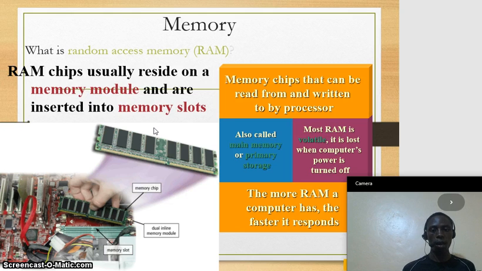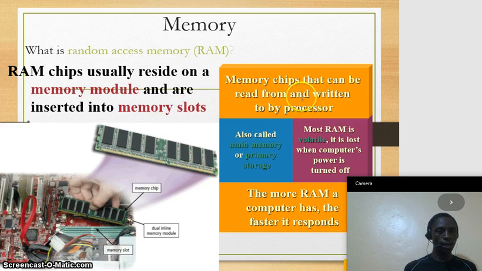We're saying RAM chips usually reside on a memory module and are inserted into the memory slot. So we have what we're calling a memory module, and it is inserted on what we are calling a slot. So this is our memory chip, and it is inserted on a slot in the system unit.